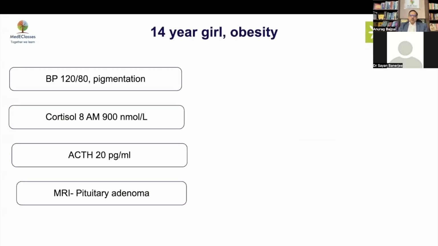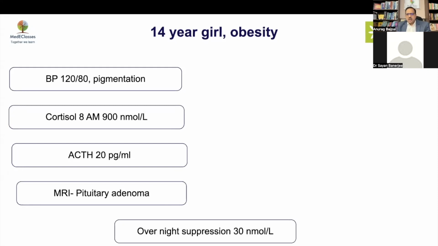So we had a 14-year-old girl with obesity. Blood pressure is 120/80. There is some pigmentation. Cortisol was high. ACTH was in the normal detectable range. And then somebody thought this is an ACTH dependent Cushing syndrome, and MRI showed a pituitary adenoma. Now, do we agree with this diagnosis of an ACTH secreting pituitary adenoma causing Cushing syndrome? No, this cortisol elevation is actually the effect of obesity. We should have done an overnight suppression test to get a diagnosis, and overnight suppression was really normal in that regard.